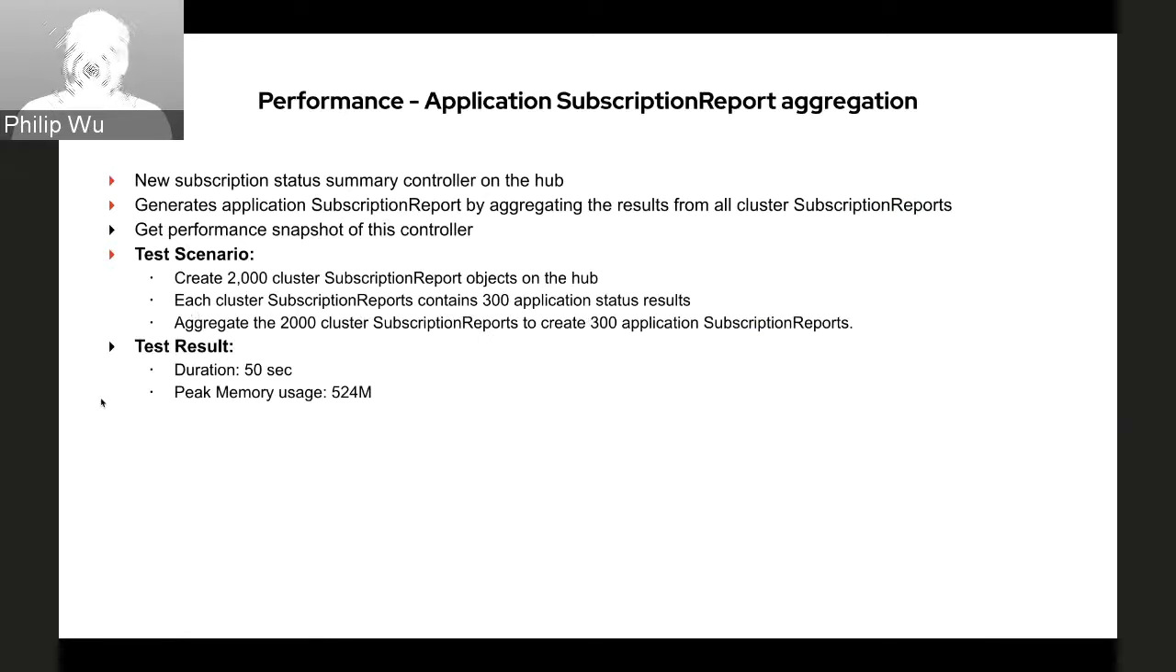The results from the test, it took approximately 50 seconds for the controller to create the 300 application reports, and the peak memory usage was approximately 524 megabytes.